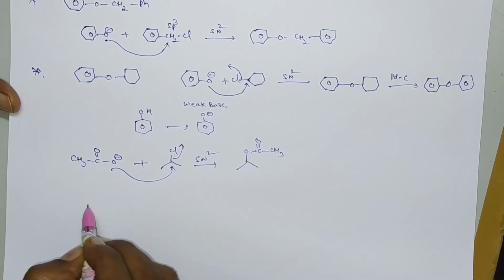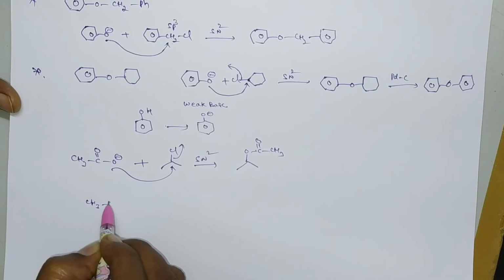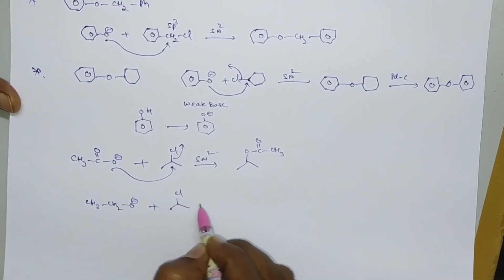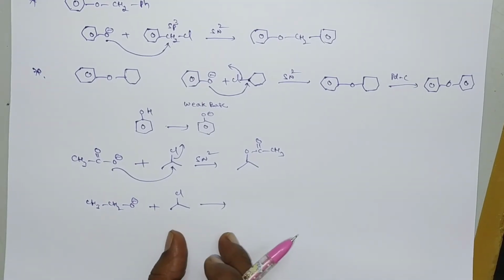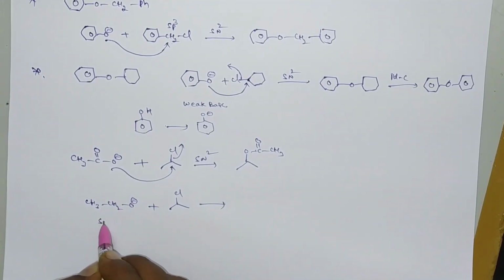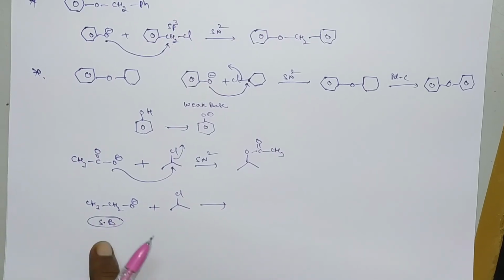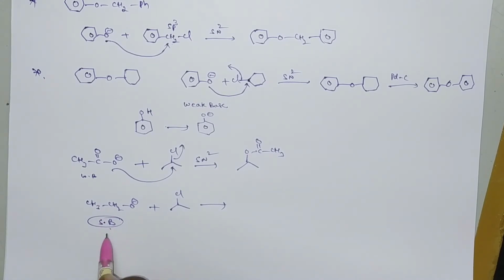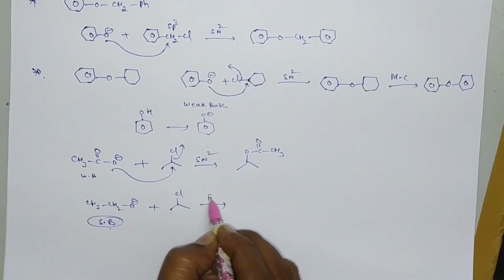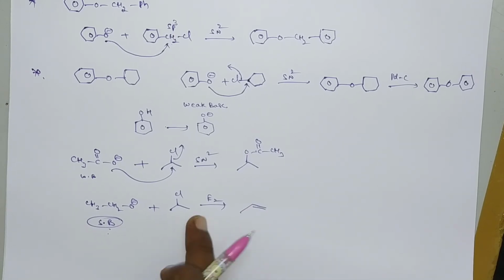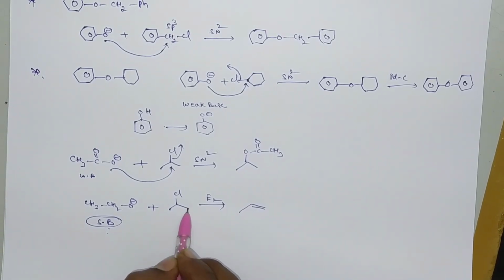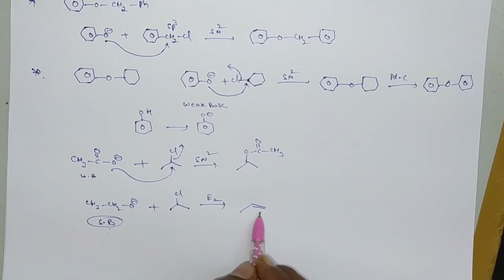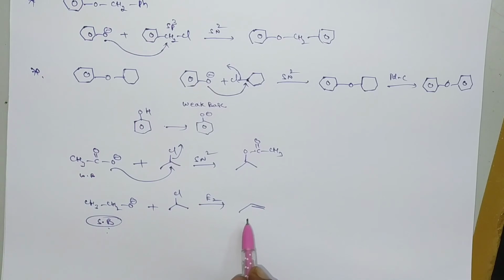And let us take another example, that is CH3CH2O-. This reacts with the alkyl halide. Does this reaction take place or not? Here it is a strong base. In presence of a strong base, E2 takes place. SN2 does not take place, E2 takes place. So the product will be like this. Here elimination takes place. Cl and H are removed, and from here we get a double bond, that is, an alkene is formed. So here an elimination reaction takes place.